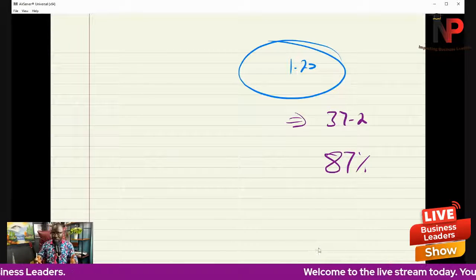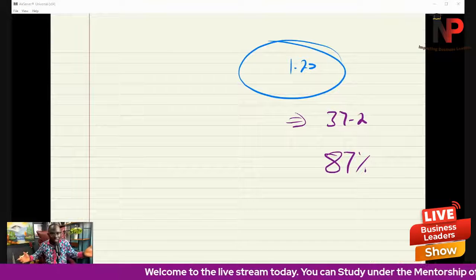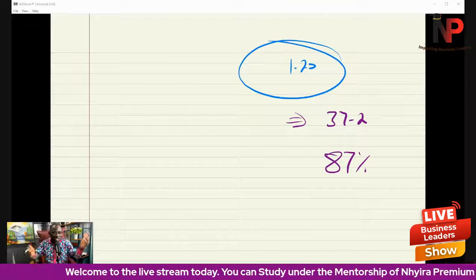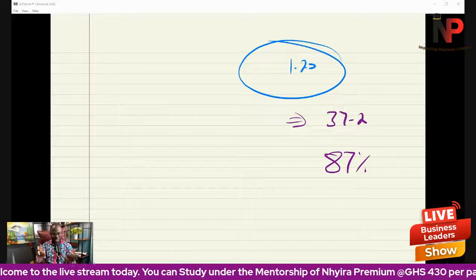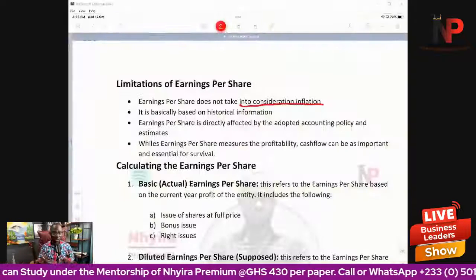But the earnings per share doesn't consider that. It just says, this is how much you've earned. But what is the time value of it? It's not considered. That is one of the limitations of the earnings per share.